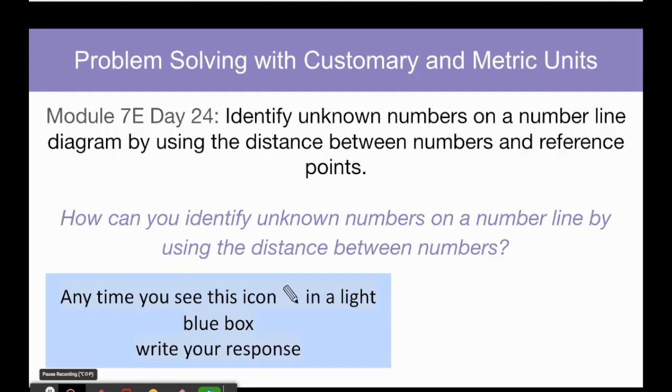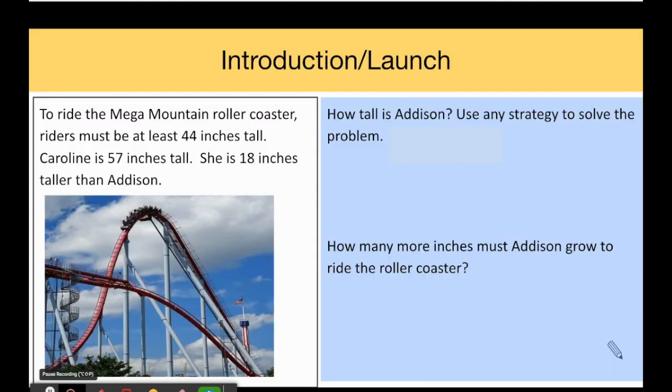Today we are going to be answering the following question. How can you identify unknown numbers on a number line by using the distance between numbers? Let's look at an example from today's lesson.